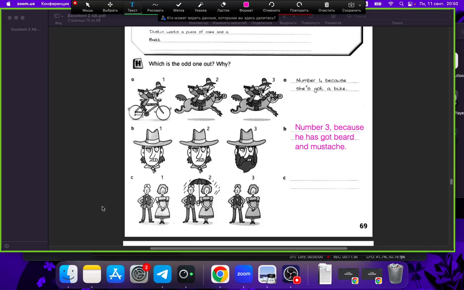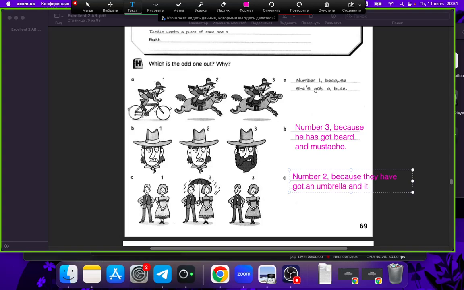And now let's look at this picture. There are three almost same pictures, but one is odd. Which one? This one, of course. Number two. Why is it the odd picture? Number two. Why? Because, let me think. They have got an umbrella. Yeah? Have got an umbrella.